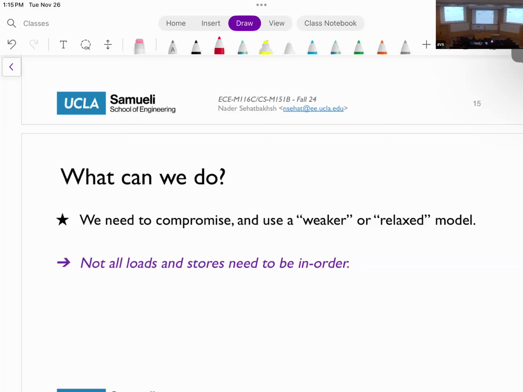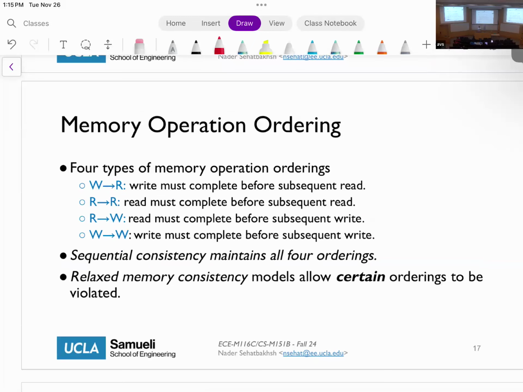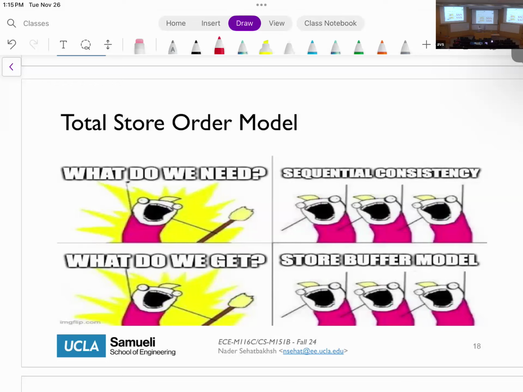So we typically want to maintain some order, but that order does not need to be as strict as sequential consistency. As I said, sequential consistency maintains all four. Weak or relaxed consistency allows a few of them to not happen, or sometimes not happen. One very famous and widely used one is what we call the total store order model, the TSO model.